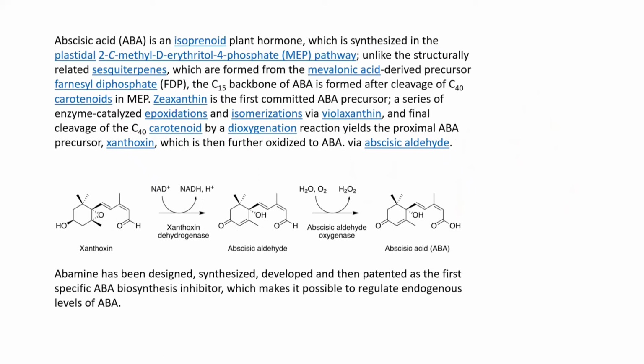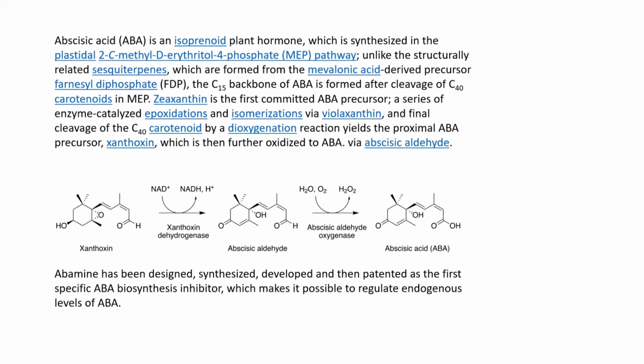Abscisic acid is an isoprenoid plant hormone which is synthesized in the plastids via the 2-C-methyl-D-erythritol 4-phosphate (MEP) pathway. Unlike the structurally related sesquiterpenes, which are formed from the mevalonic acid derived precursor farnesyl diphosphate, that is FDP, the C15 backbone of ABA is formed after cleavage of C40 carotenoids in the MEP pathway.